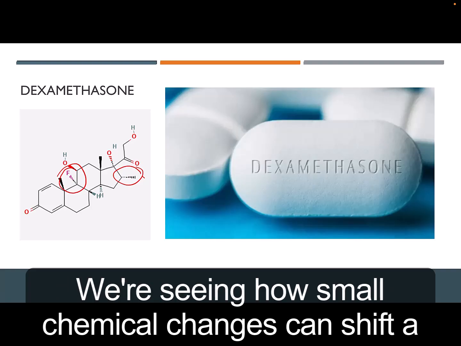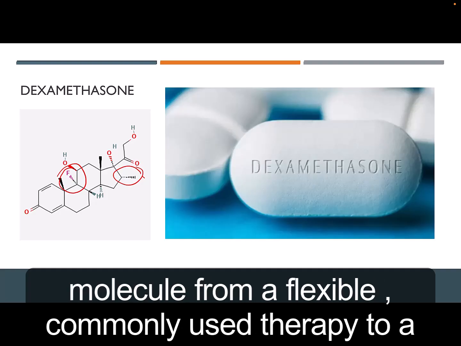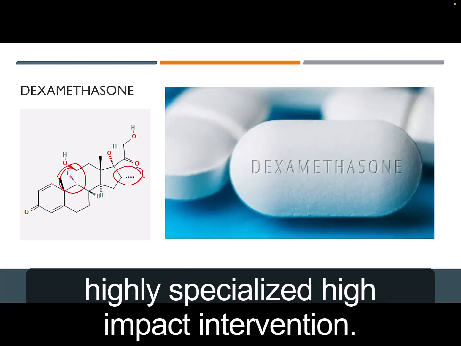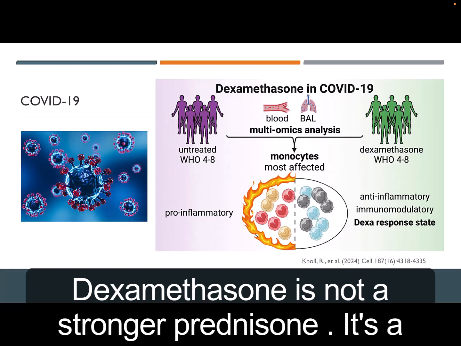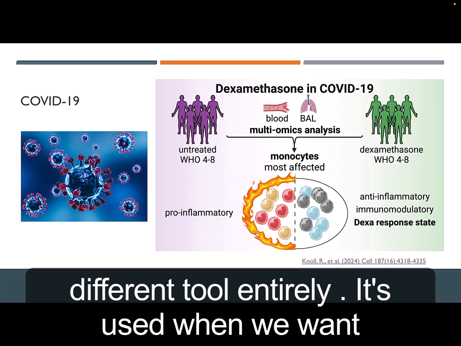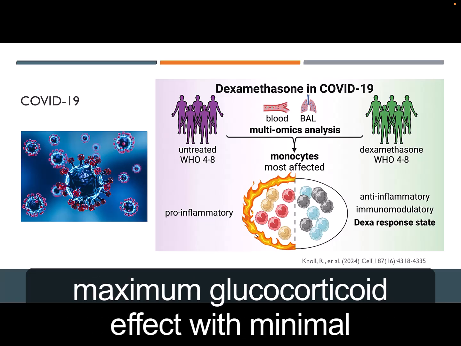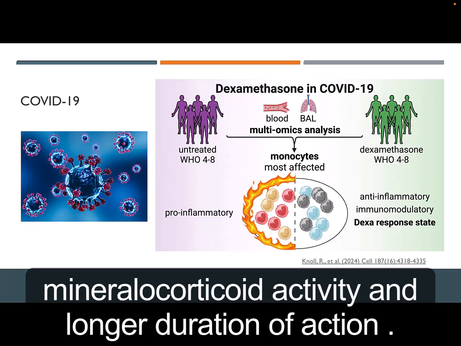We're seeing how small chemical changes can shift a molecule from a flexible, commonly used therapy to a highly specialized, high-impact intervention. Dexamethasone is not a stronger prednisone. It's a different tool entirely. It's used when we want maximum glucocorticoid effect with minimal mineralocorticoid activity and longer duration of action.